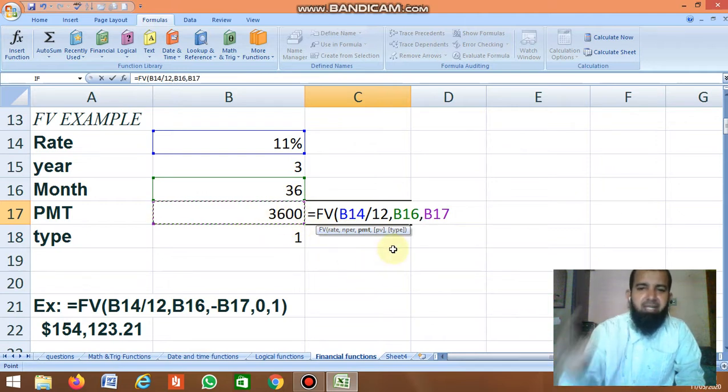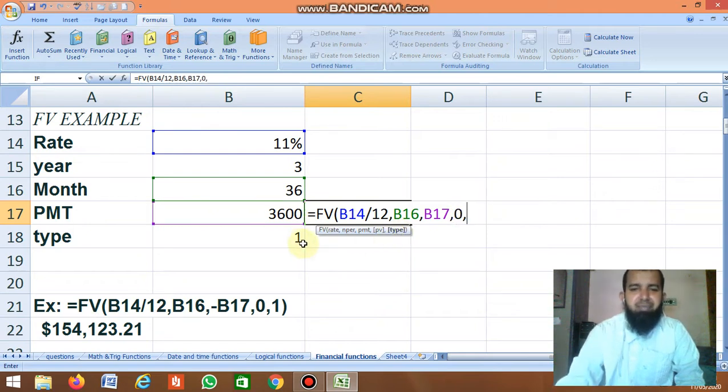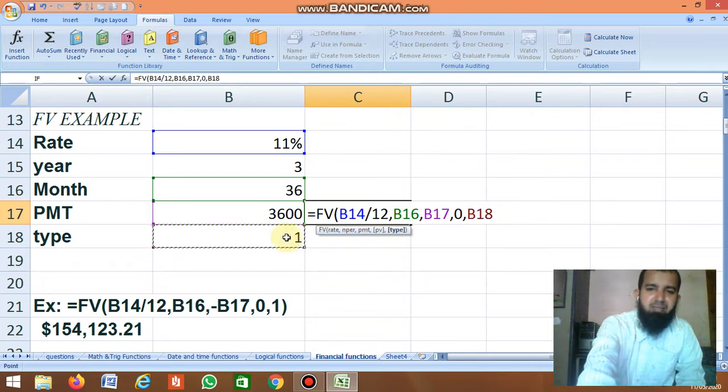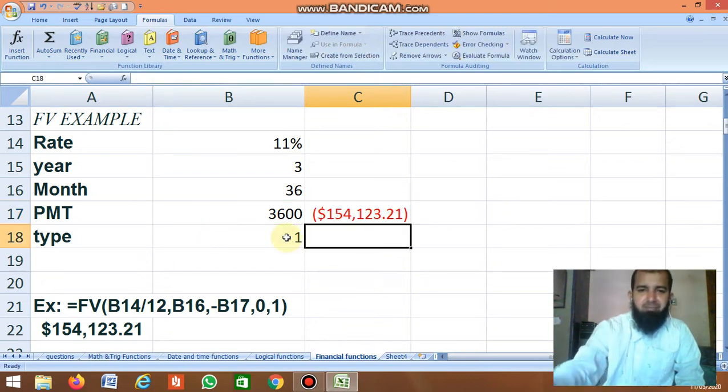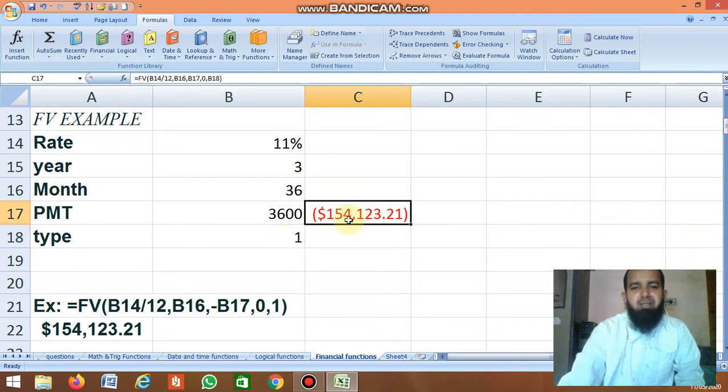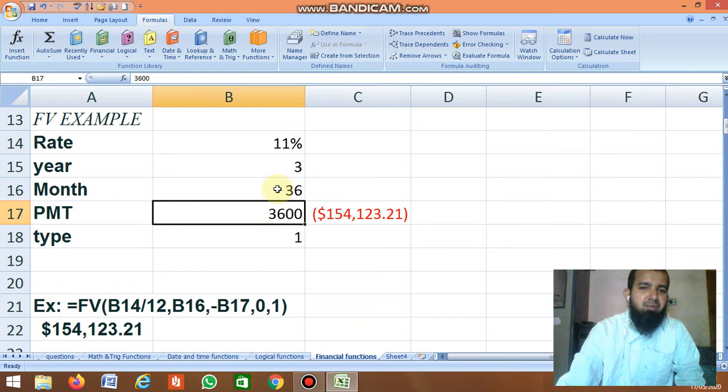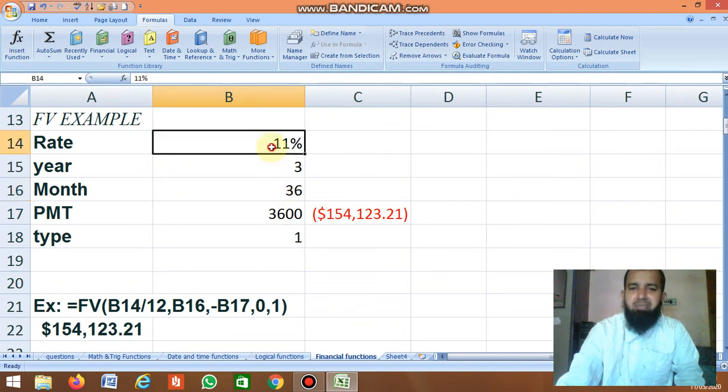Then PMT per month, how much? 3600. And PV. PV is initially 0. Present value is 0. Then type is 1. You want to know at the beginning. Then bracket close. So it displays how much? This is the future value. If you pay per month 3600 for 36 months with 11% interest, you get 1,54,123.21. That is the future value after 36 months.